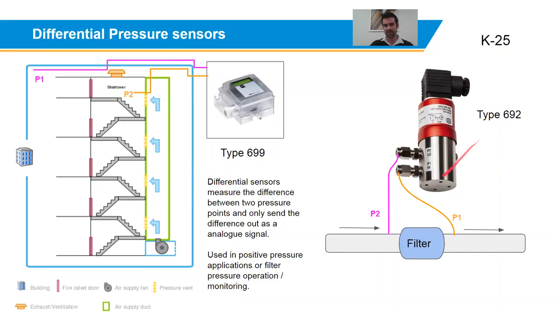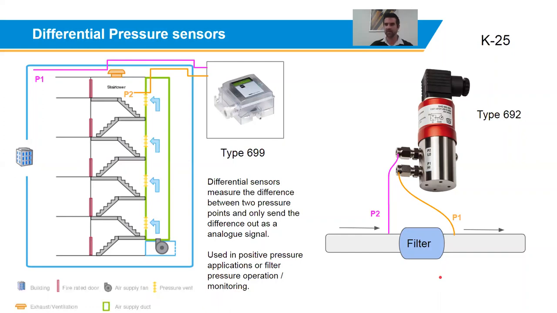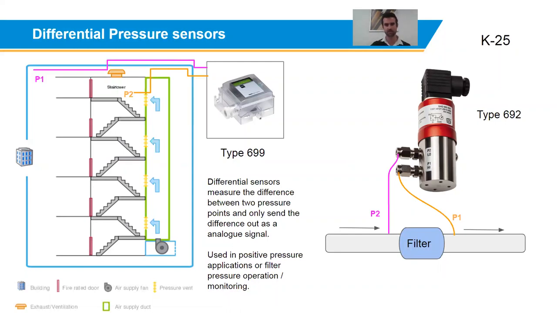Also, the 692, you could use it on a filter system to, say, measure when a filter maybe needs to be changed by measuring the difference in pressure from P2 to P1. As the filter starts to block up, the pressure differential will increase at a certain threshold. It's time to change the filter. That's just one application where it could be used. So those are differential type pressure transmitters.